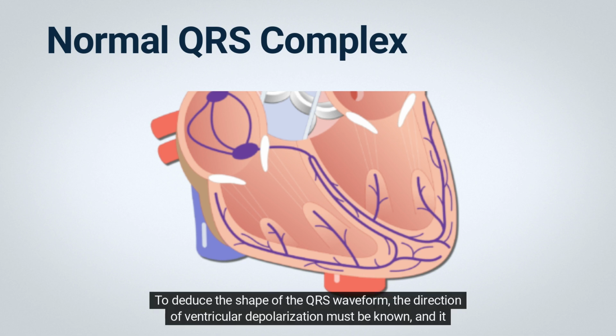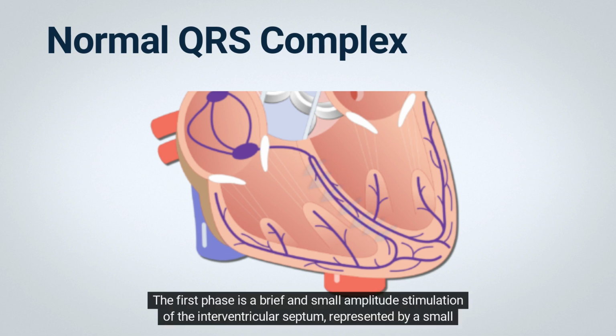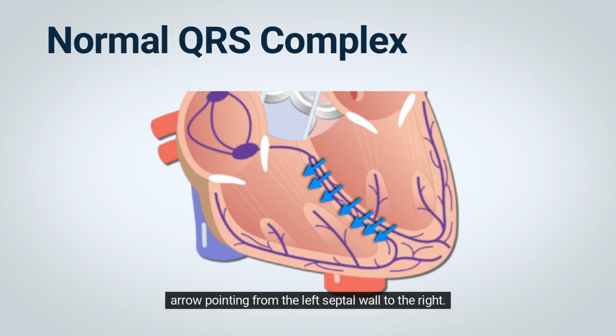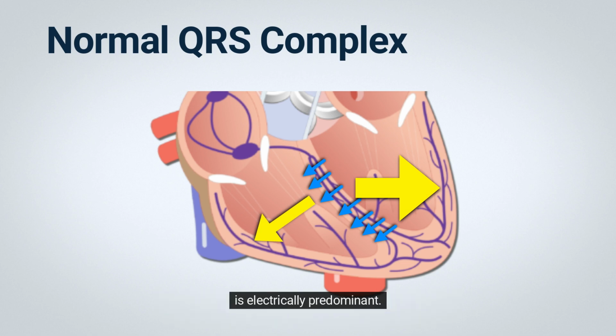To deduce the shape of the QRS waveform, the direction of ventricular depolarization must be known, and it consists of 2 main phases. The first phase is a brief and small amplitude stimulation of the interventricular septum, represented by a small arrow pointing from the left septal wall to the right. The second phase involves simultaneous stimulation of the left and right ventricles, and the left ventricle is electrically predominant.